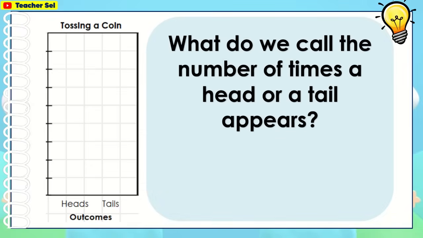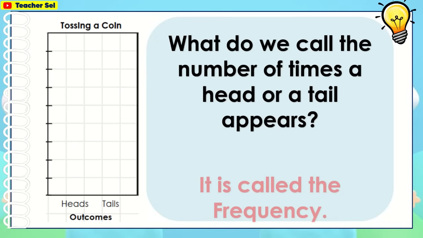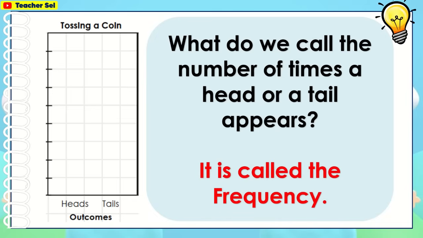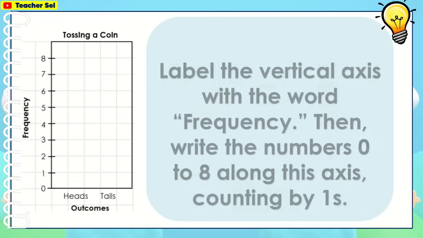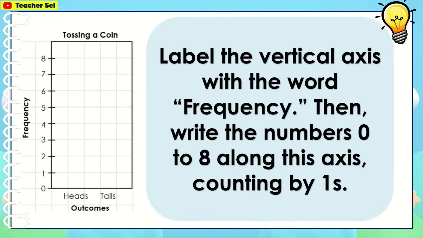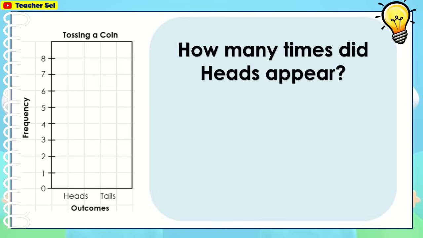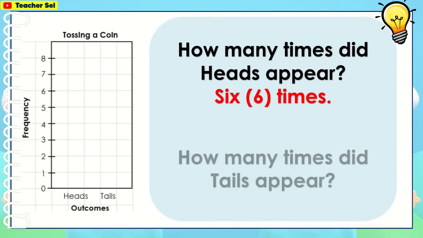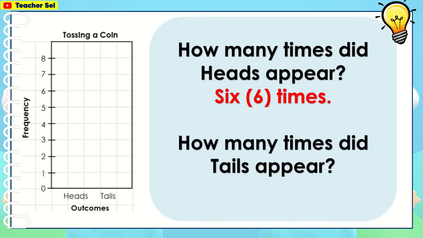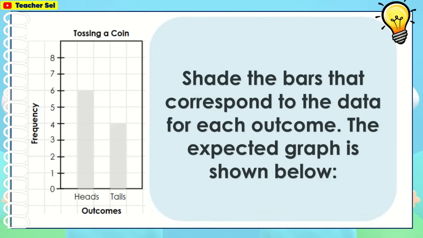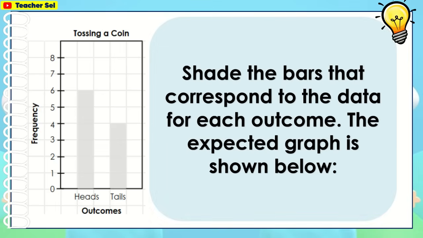What do we call the number of times a head or a tail appears? It is called the frequency. Label the vertical axis with the word frequency. Then write the numbers 0 to 8 along this axis, counting by ones. How many times did heads appear? 6 times. How many times did tails appear? 4 times. Shade the bars that correspond to the data for each outcome. The expected graph is shown.